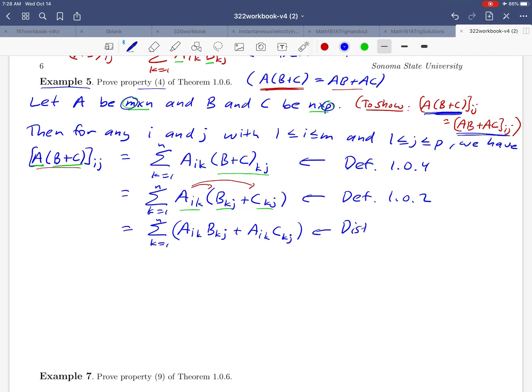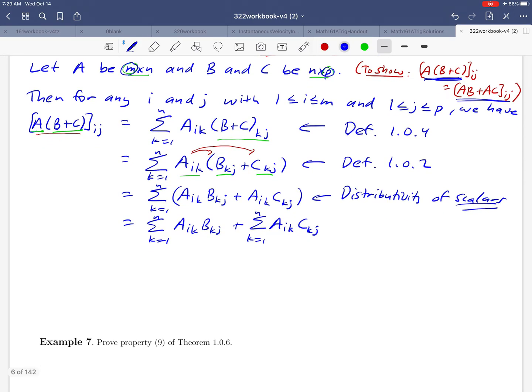So distributivity of scalars, which we are allowed to assume. And then we just use another property of real numbers that says that when you have a finite sum like this, you can break it up into two separate sums. I'm not going to even give a reason for that step. That's just properties of arithmetic with real numbers.